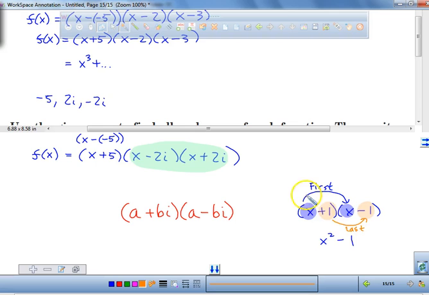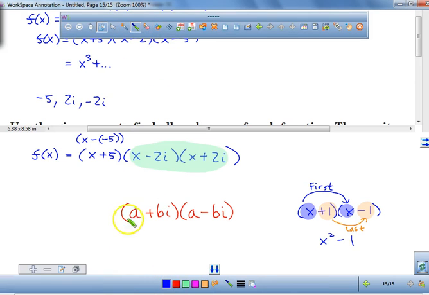Why do we only have to worry about the first and the last? Because if you do the outside, that becomes a negative x. If you do the inside, that becomes a positive. And they always cancel. So let's just know that and not have to do it. So right now, let's just focus on the first terms of a.